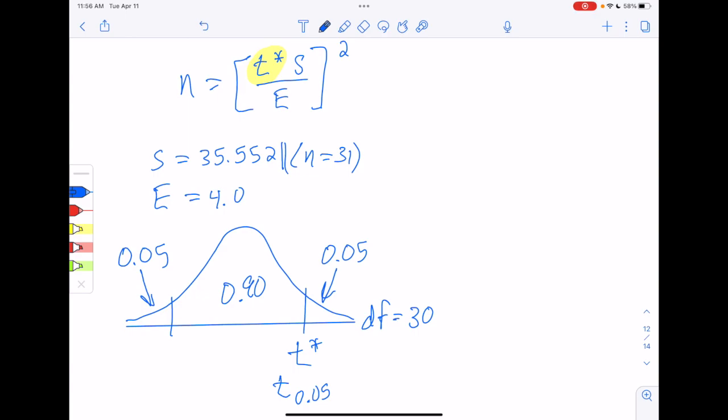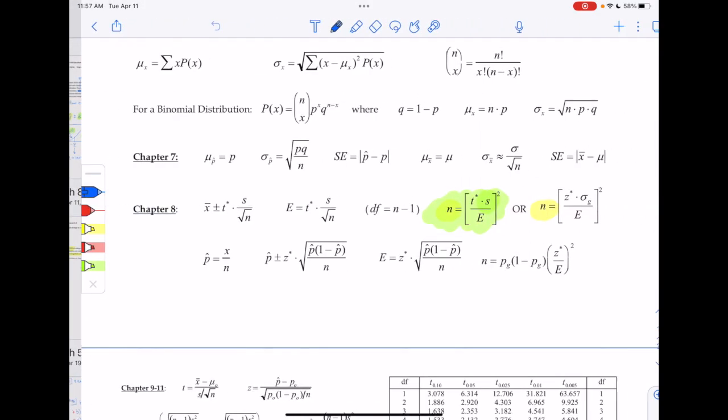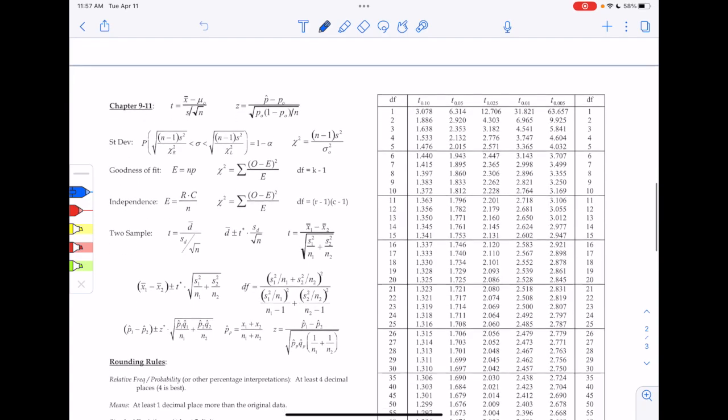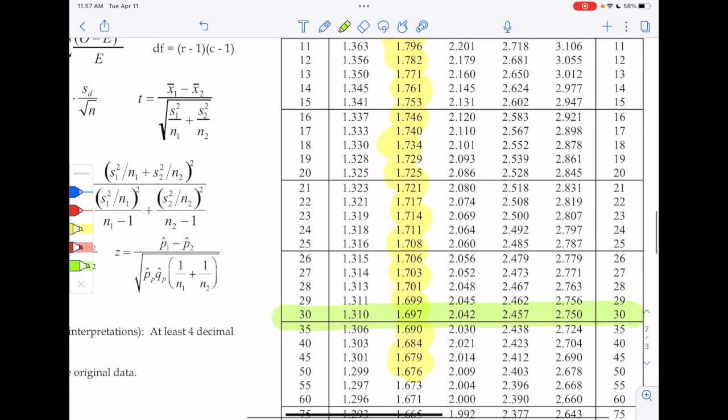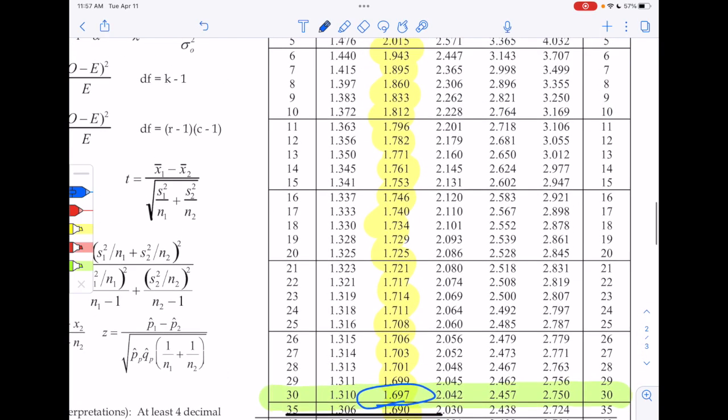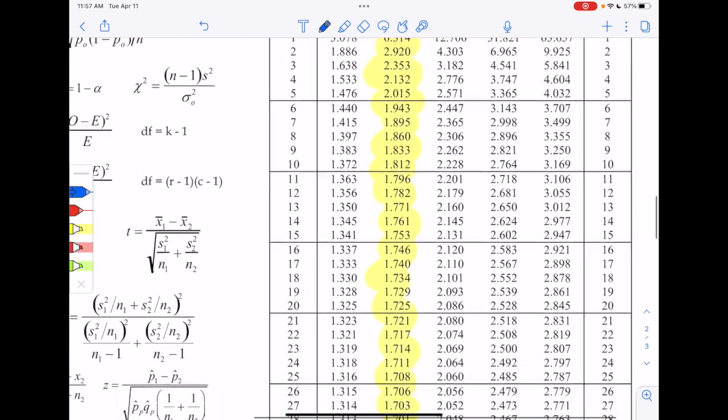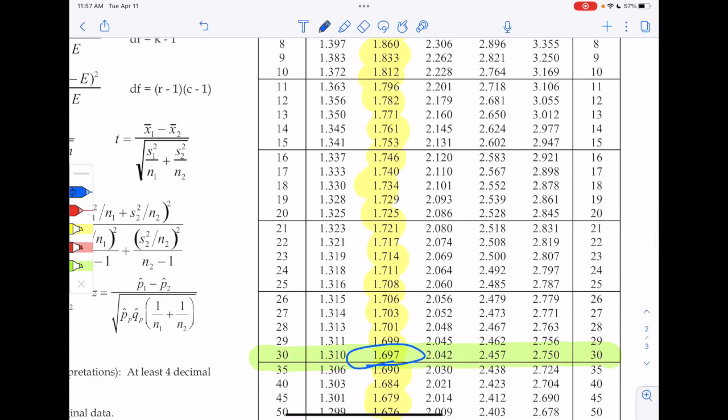So let's go look for that on our formula sheet. So t of 0.05, so that's this column right here. So we want to be somewhere in there. And then we have a df of 30, so that means we're in this row right here. Zooming in on that a little bit, the spot where those two cross each other is right there at 1.697. So we're in the t of 0.05 column. We're in the row with 30 degrees of freedom. Those cross each other at a t score of 1.697.